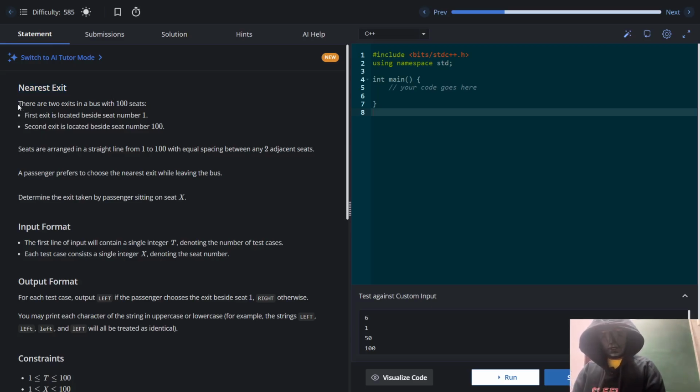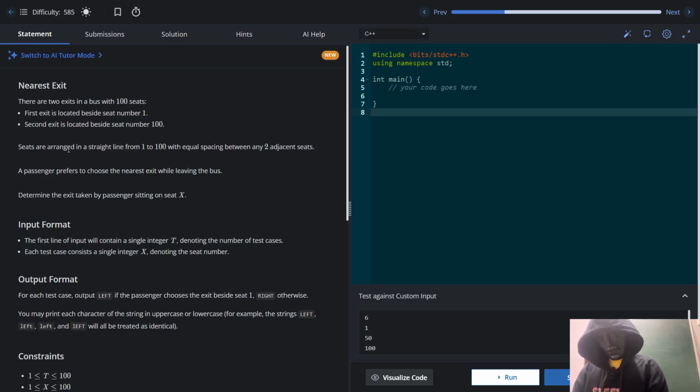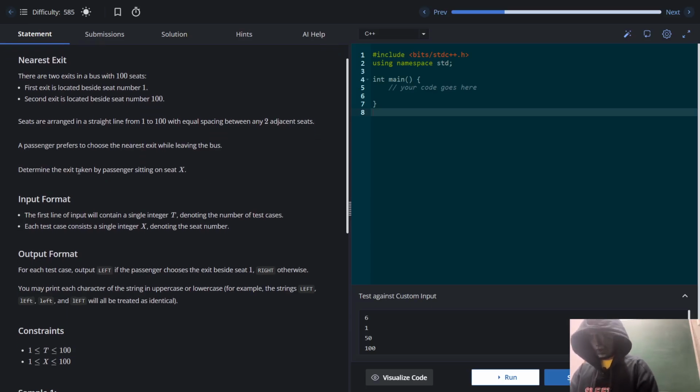Okay, so the problem says there are two exits in a bus with 100 seats. The first exit is located beside seat number 1. The second exit is located beside seat number 100. Seats are arranged in a straight line from 1 to 100 with equal spacing between two adjacent seats. A passenger prefers to choose the nearest exit while leaving the bus. Determine the exit taken by the passenger sitting on seat X.